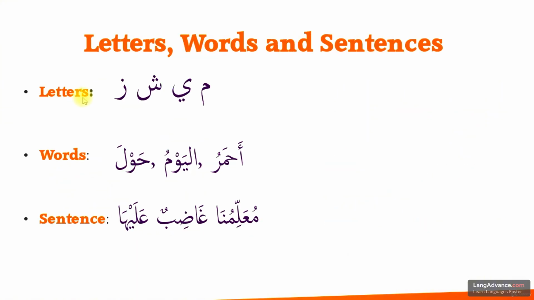The smallest units in the Arabic language are letters. For example, ze, shin, ya, mim. These are individual letters in the Arabic language. And when letters are put together, we get words. Each word comprises many letters put together, and each one has a meaning. So here we have three words. And when we put a couple of words together, we get sentences. So this is one sentence.